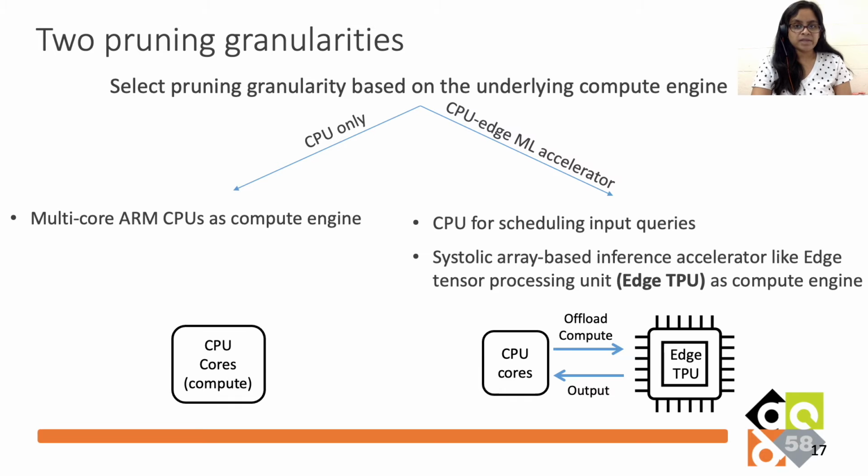The pruning granularity is selected based on the underlying compute engine. In the first case, we have a multi-core ARM CPU that acts as the compute engine. For the second case, we have a CPU plus EdgeML accelerator kind of platform, where the EdgeML accelerator is a systolic array-based inference accelerator like a TPU.